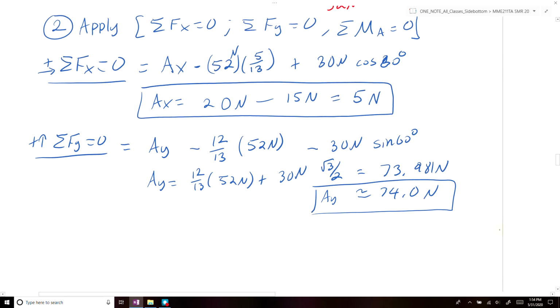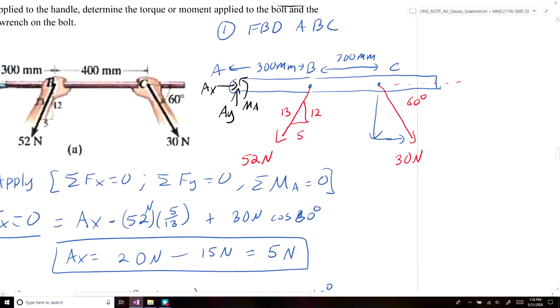All right, and then our last step is to sum our moments about point A and set that equal to 0. So at point A, we have a couple moment, M of A, and then we're only going to include the y components of our forces times these moment arms, because the force components along the x-axis of force B and force C will not create a moment about point A, so we're only going to care about the moments caused by the vertical components of these forces.